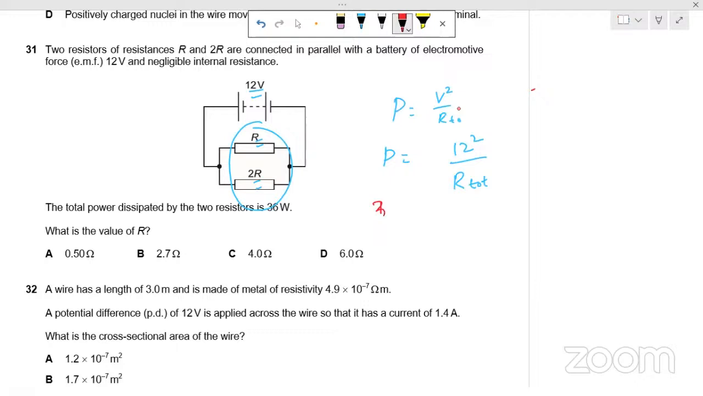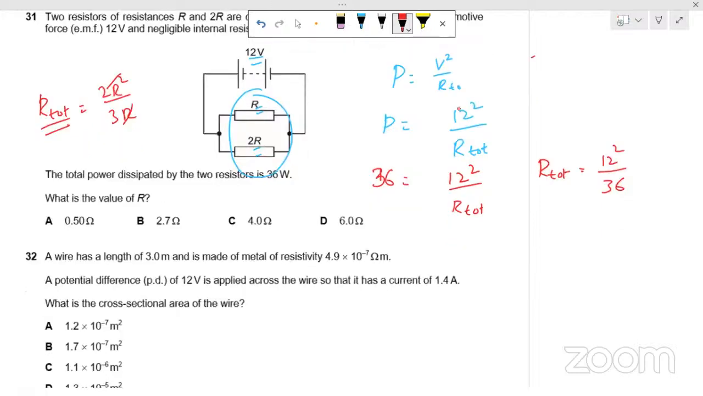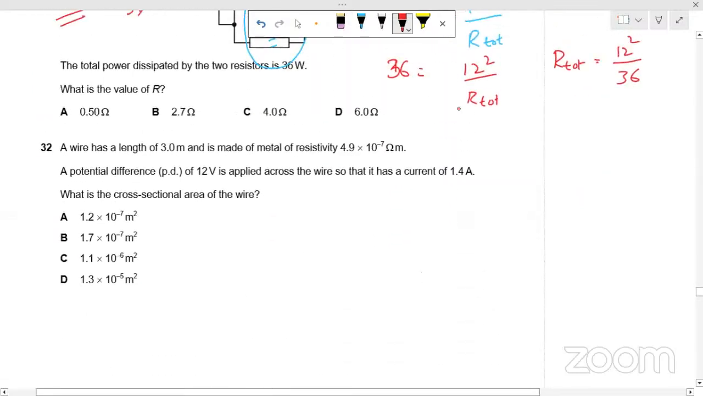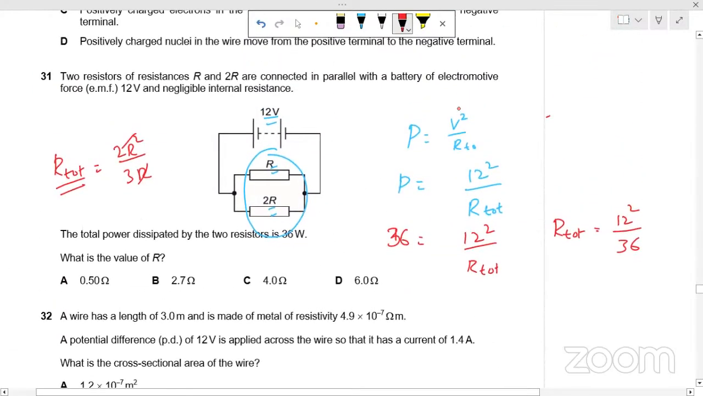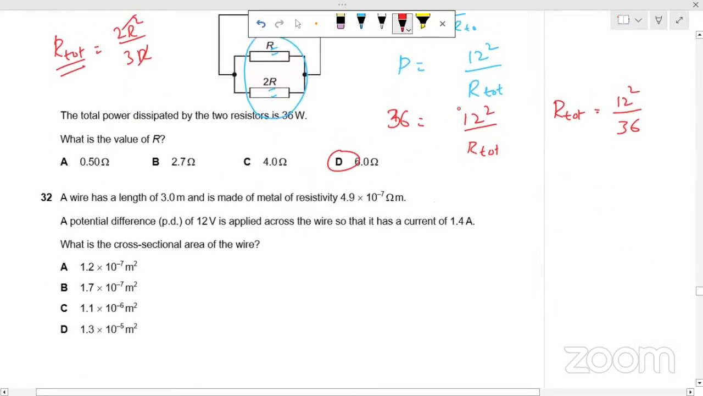So power is 36, which is 12 squared divided by R total. So R total will be 12 squared divided by 36. And R total in this case will be product over sum. So 2 by 3 R is equal to this R total. You will get the value of R, that is equal to 6.